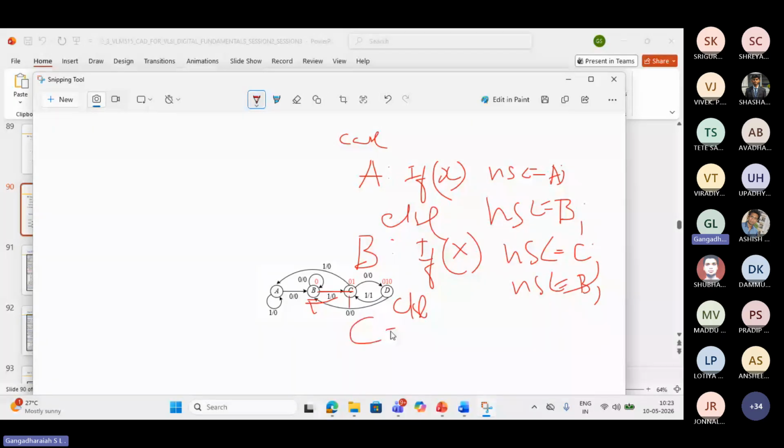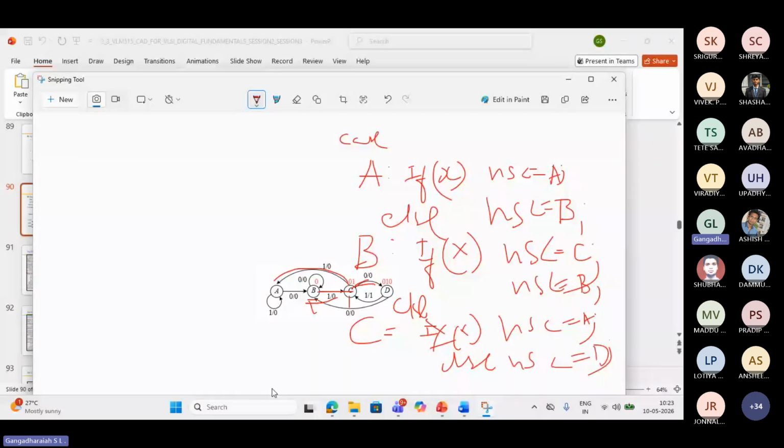Now similarly with C it happens. Please understand, with C as the present state, if X is 1, what is the next state? A is the next state, NS is A. Else, with 0, what is the next state? NS is B.